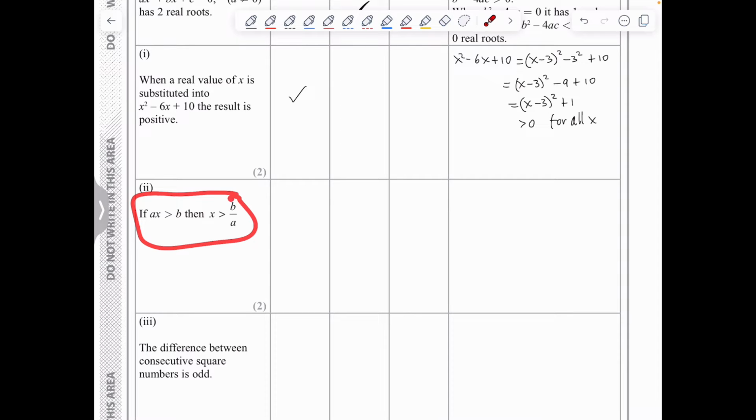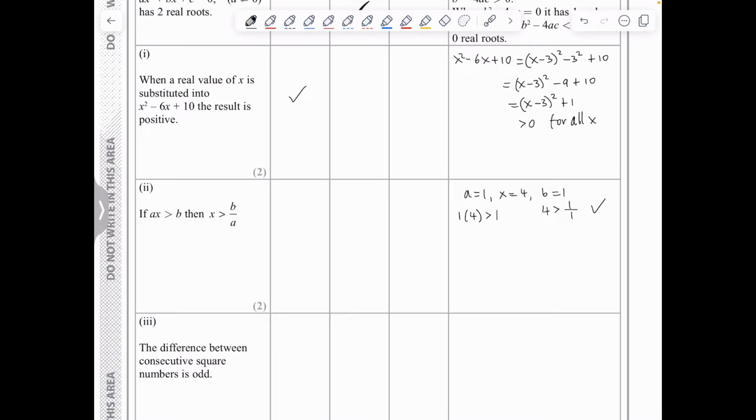In order to justify this, I will provide one particular example for which it is true and one example for which this is false. So I could start with a is 1, x is 4, and b is 1. We have that a times x is 1 times 4, which is greater than b, which is 1. And then we have that x, which is 4, is greater than b over a, 1 over 1. And therefore we have an example where the given statement holds true.